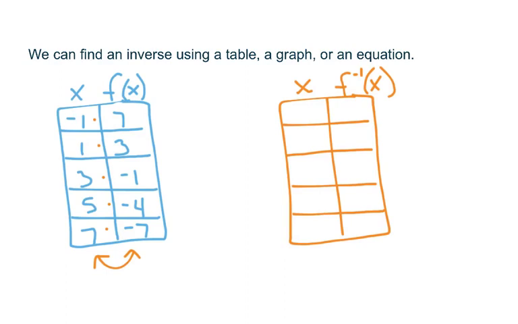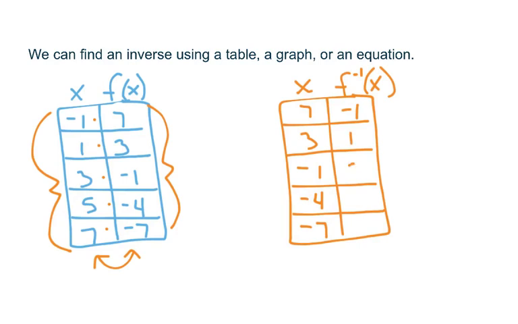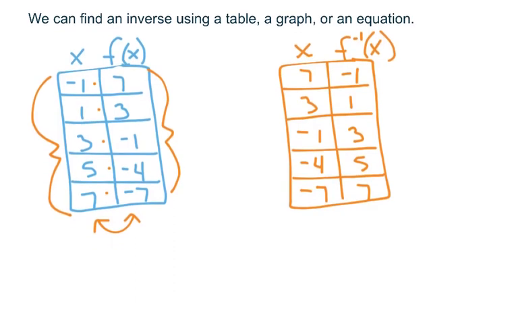So my x values are now going to be these values: 7, 3, negative 1, negative 4, negative 7. Those are the x values of f inverse. These values are now my y values of f inverse. So negative 1, 1, 3, 5, 7. It's that simple. This is how you find the inverse of a table.